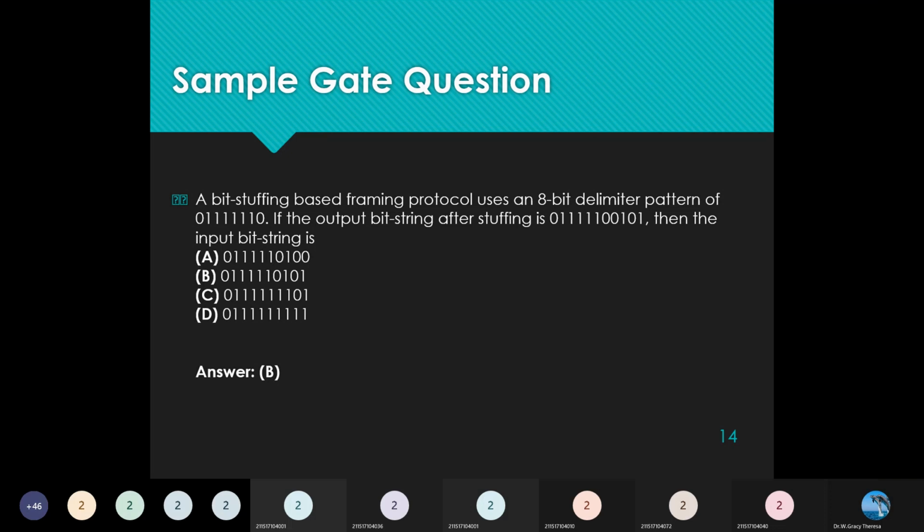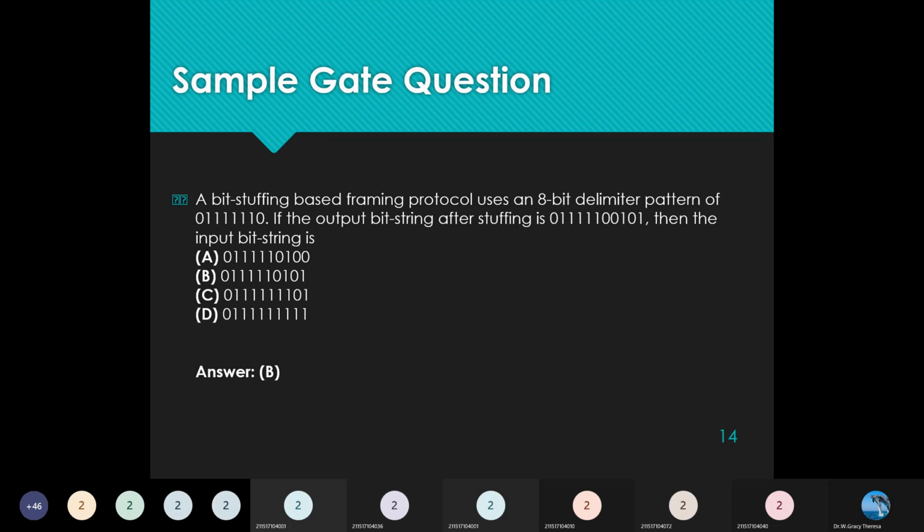After 5 1 we have a 0. So they have inserted 0 at the start itself after 5 1. That 0 should not be there in the input stream, so we have to remove it. So what we should have is 0 1 1 0 1.